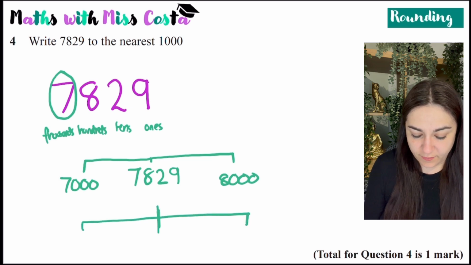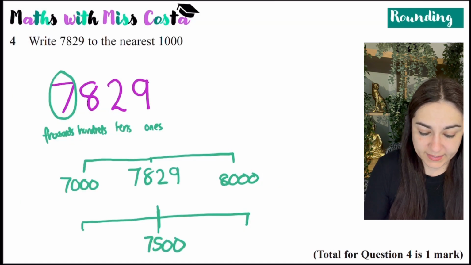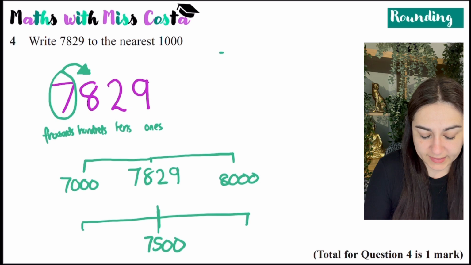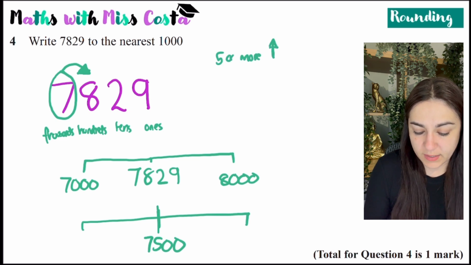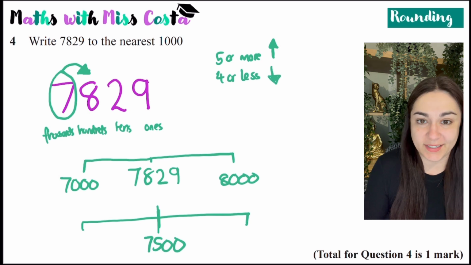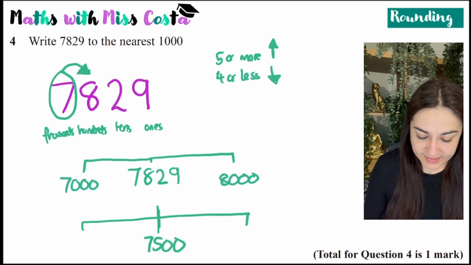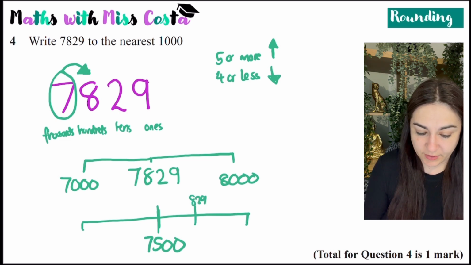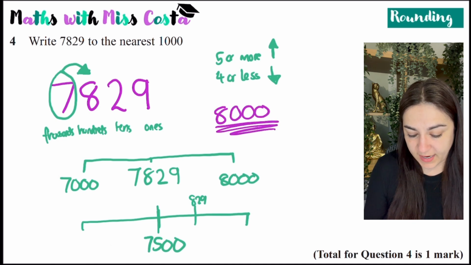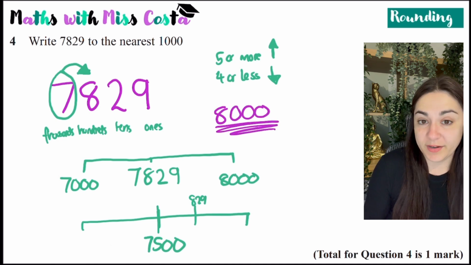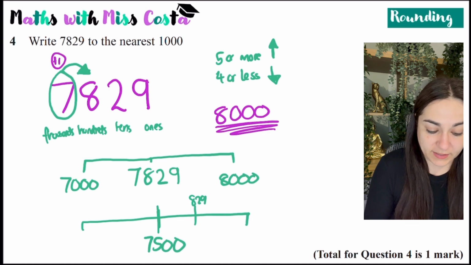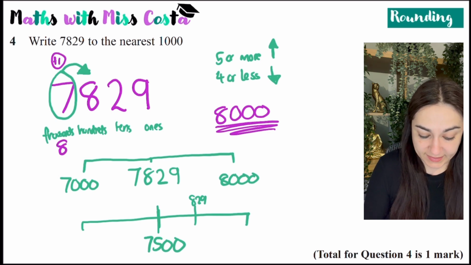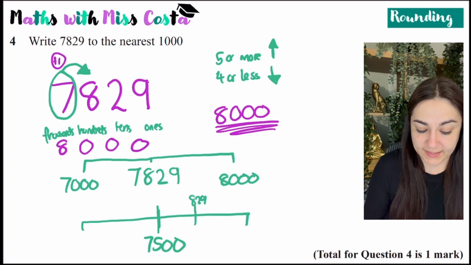Well, you know that halfway between 7,000 and 8,000 is 7,500, and that's why the rule applies that you circle your digit, you look next door. If your number is 5 or more, you know you're rounding it up. If it's 4 or less, you know you're rounding it down, so it essentially stays the same. So 7,829. I know that 829 is larger than 500, so I know it's going to be rounding up. So that would round to 8,000 to the nearest thousand. You look next door. If it's 5 or more, you add 1 more to your circled digit, and then you leave everything else as it is. So that would become 8. You turn everything else to zeros.